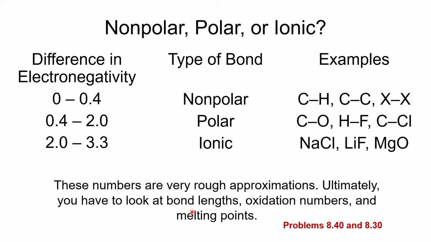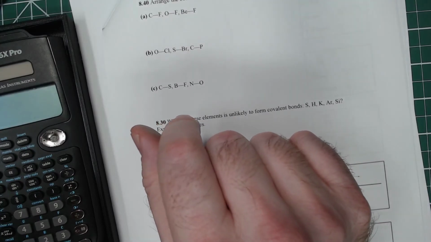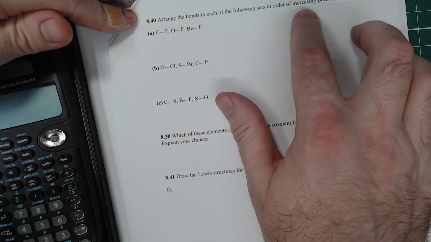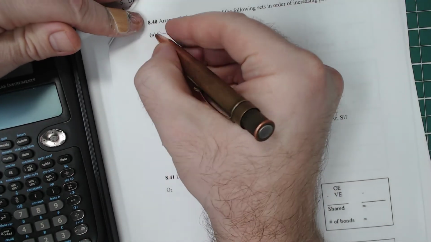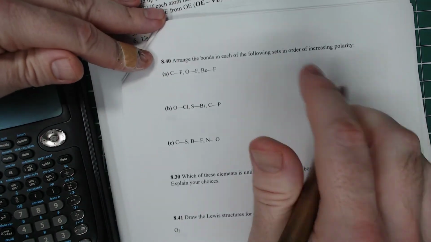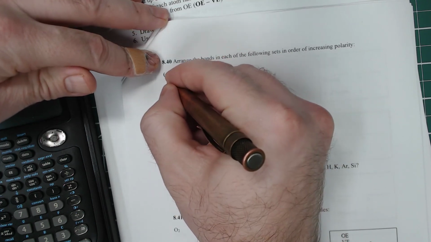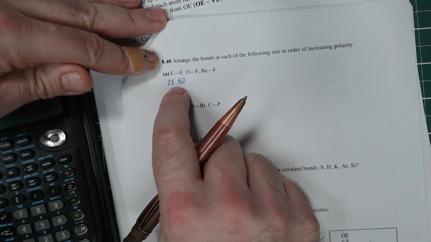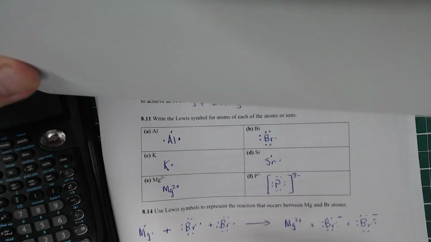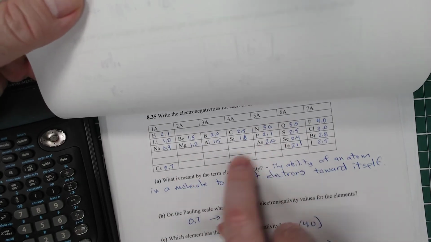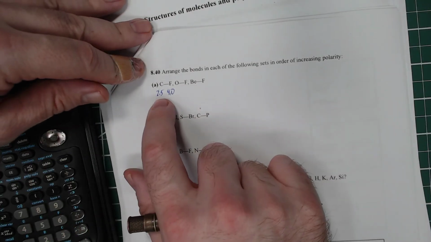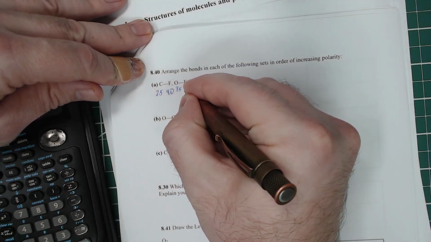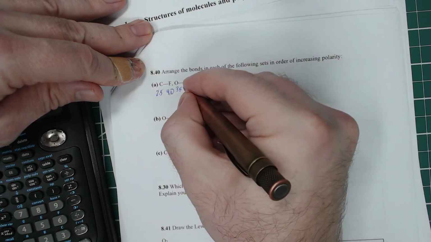number 40 and number 30 on the in-class assignment. We want to arrange the bonds in each of the following sets in order of increasing polarity. So we want the electronegativity for each of these. Carbon is 2.5 and fluorine is 4.0. If you're wondering where I'm getting these, it's from this chart that we wrote down. So 2.5 and 4.0. Oxygen is 3.5 and 4.0 for the fluorine there.